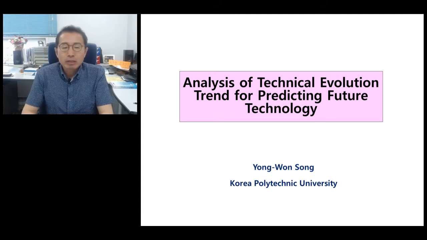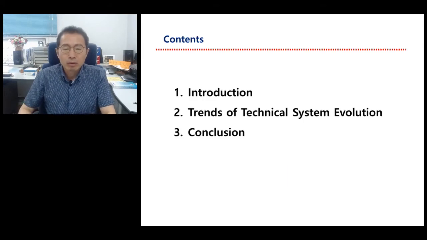The title of my presentation is Analysis of Technical Evolution Trend for Predicting Future Technology. This is the content of my presentation. At first, I will introduce the meaning of my research, and then I will show you 11 trends of technical system evolution. In conclusion, I will explain how to apply trends of technical system evolution to predict future technology.